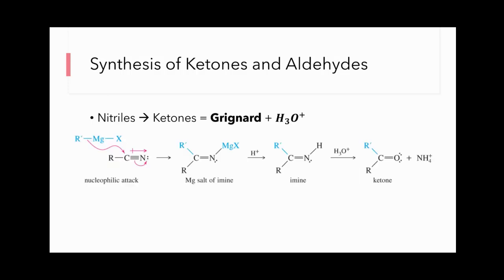Next, if you have nitriles, adding a Grignard can turn it into a ketone with the help of an acid.